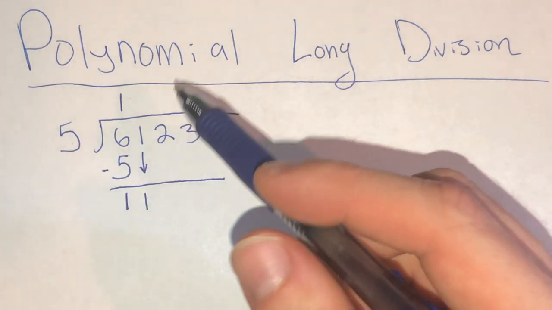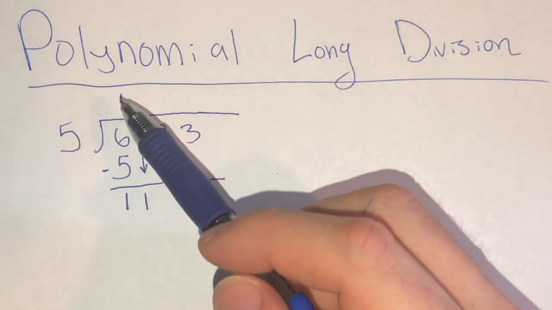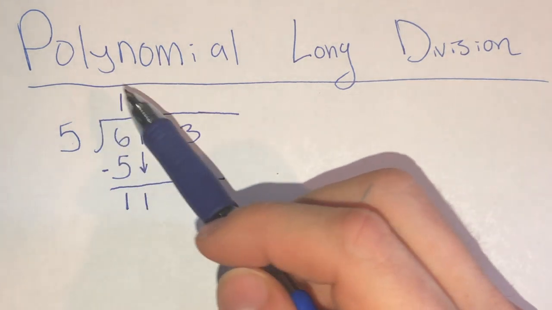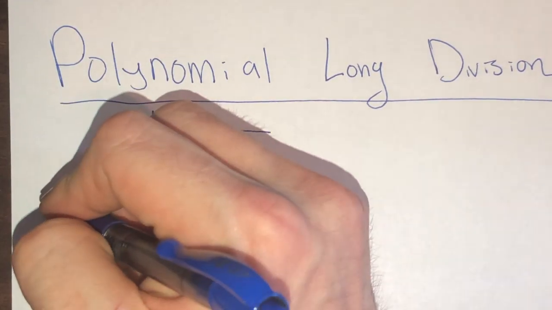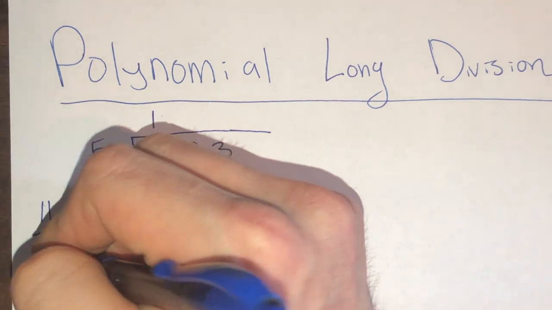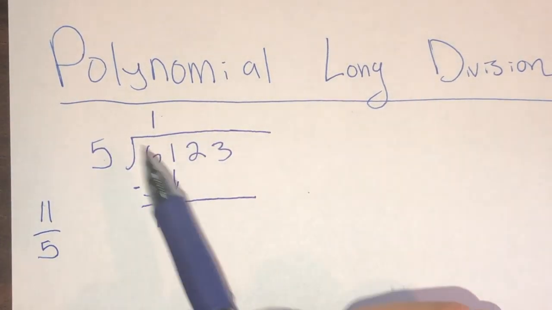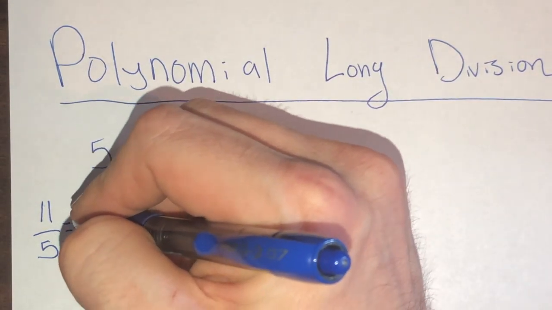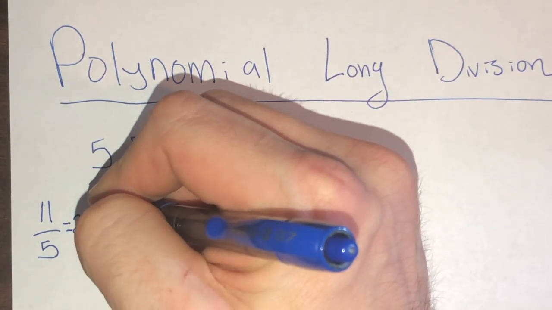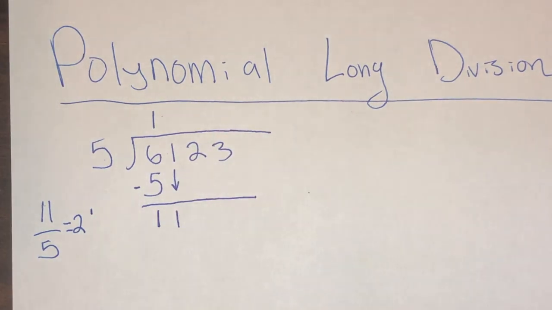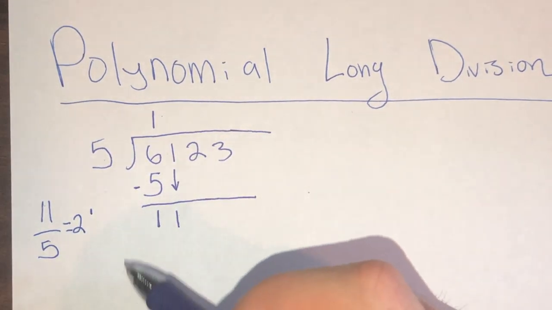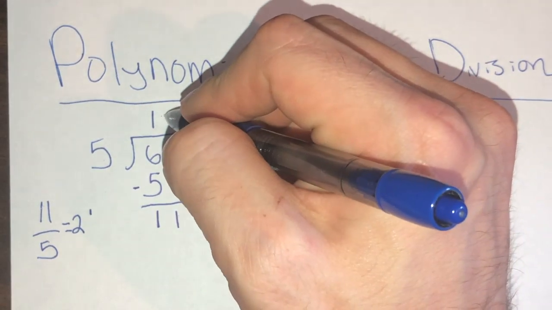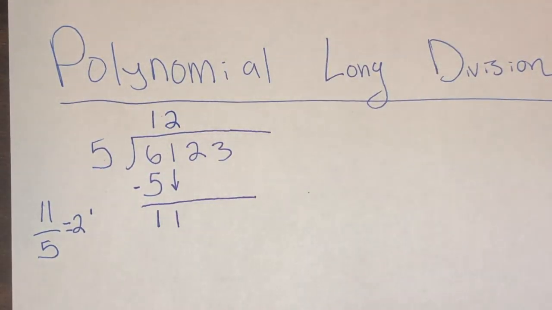So now that I bring the 11 down, I continue, right? How many times can I get 5 into 11? If we think about that division off to the side, 11 over 5, I can get that in 2 whole times, right? This is 2 with a remainder of 1. Okay, and I'll write that 1 there to represent the remainder, and we'll see how to represent that in just a minute. Okay, so I'll write my 2 there, right?